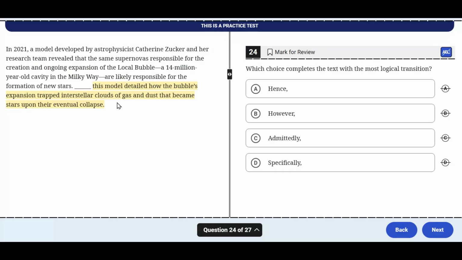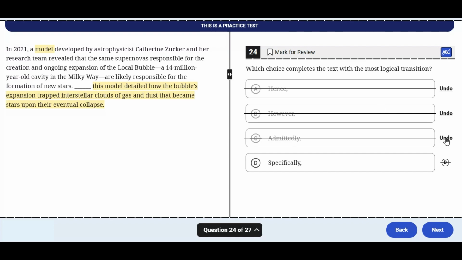It goes into more specifics about this new model that has been developed. And so I would guess that the word would be something like specifically. Hence seems to suggest a conclusion, which there's no conclusion being made. However would suggest a contradiction. There's no contradiction made in that second sentence. Admittedly seems to indicate some kind of concession or even a small contradiction, and so that can't make sense. But specifically is exactly what I noted here.